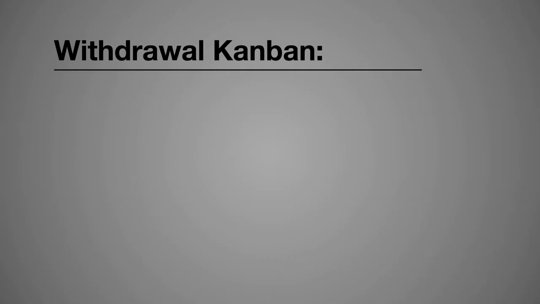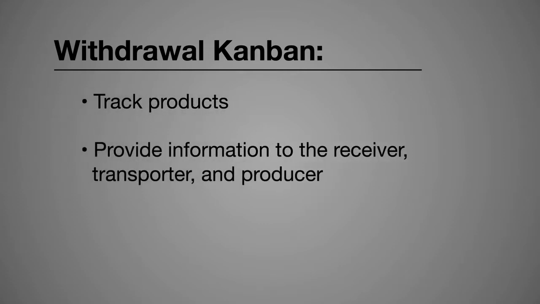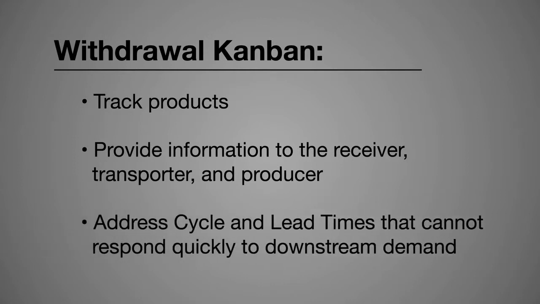The second type of Kanban is the Withdrawal Kanban. It is used to track and authorize transportation of items between locations. Withdrawal Kanban are used in conjunction with supermarkets. Withdrawal Kanban are useful because they track moving products, provide information to the receiver, transporter, and producer, and address cycle and lead times that cannot respond quickly to downstream demand.